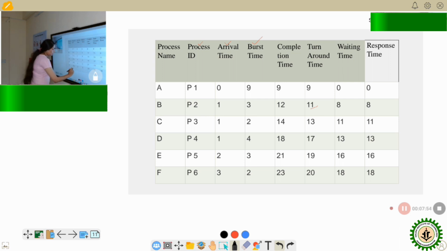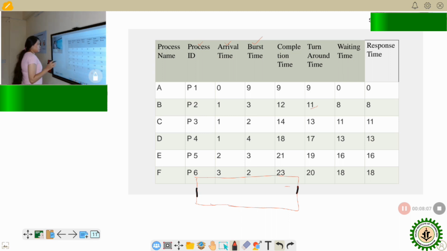What you have to do? You have to draw a Gantt chart. I am drawing it. Suppose this will be your Gantt chart. As we said earlier, FCFS means first come first serve. So, as per the rule, there are process IDs. These are the process names: P1, P2, P3, P4, P5 and P6.